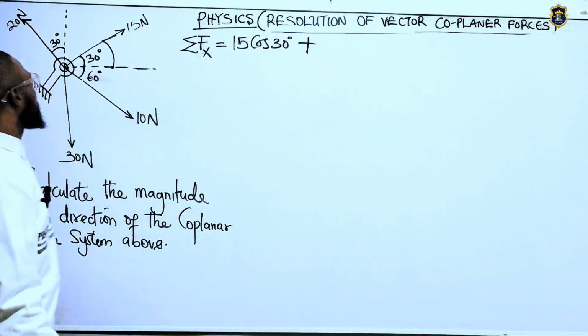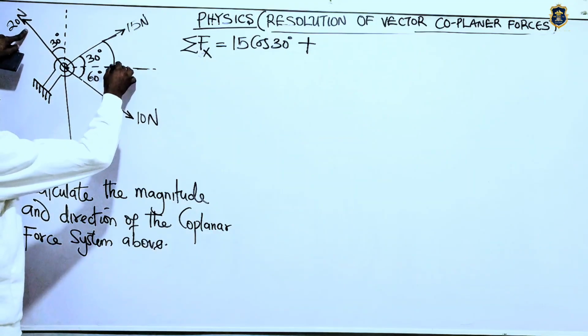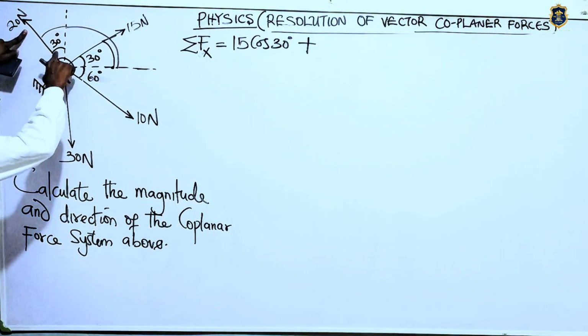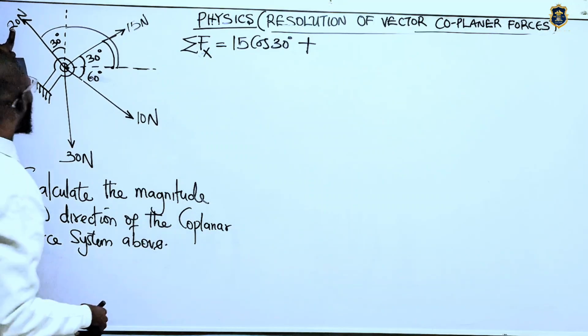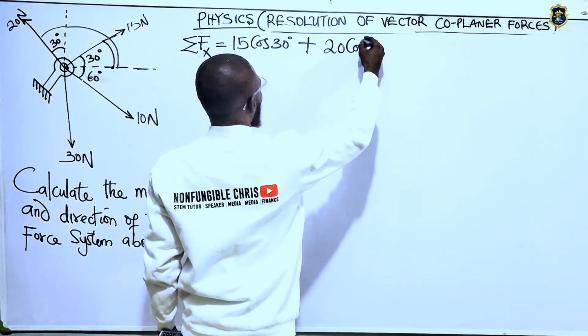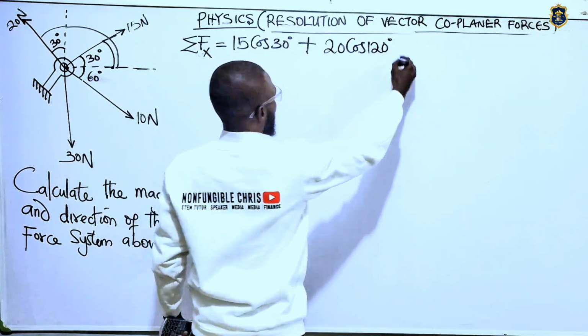Plus, if we're moving here, so from here down to here is 90. 90 plus this 30 here gives us 120. So that will be 20 cos 120 degrees, right?